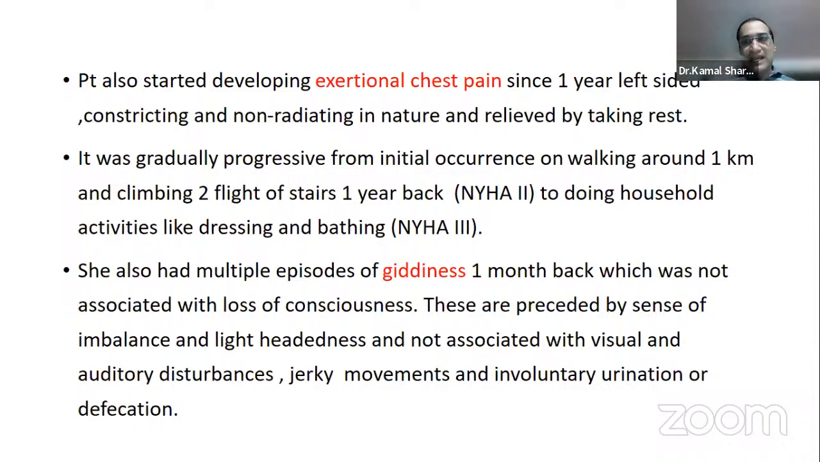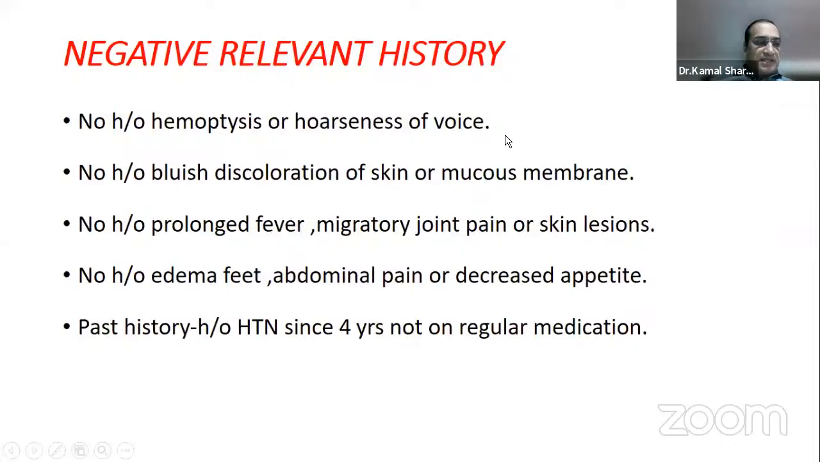Vasovagal is one which is an overlay of both neurology as well as cardiology. That's where your duration may be slightly different. But it's important that you also talk about negative histories, which is no hemoptysis, hoarseness of voice, bluish discoloration, prolonged fever, migratory polyarthritis, edema of feet, abdominal pain, decreased appetite, and also that of hypertension. For past history, whether the patient is hypertensive or not, since 4 years, on regular medication or not on regular medication. So those negative histories will be important.